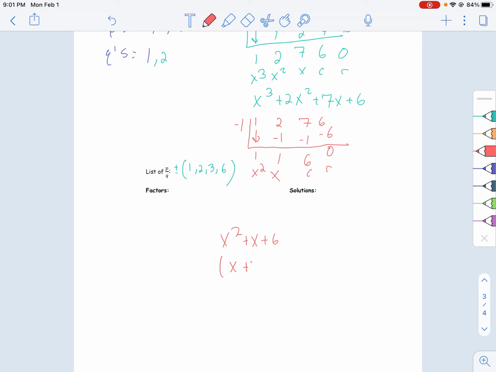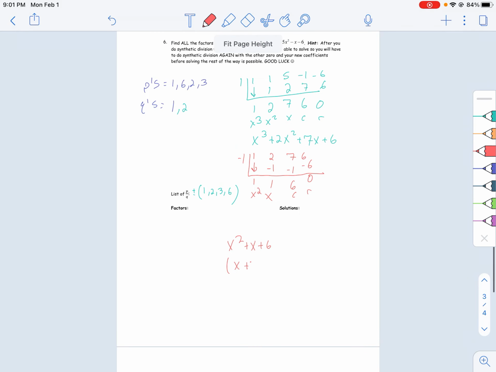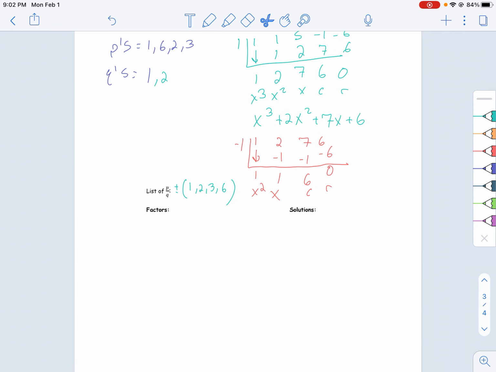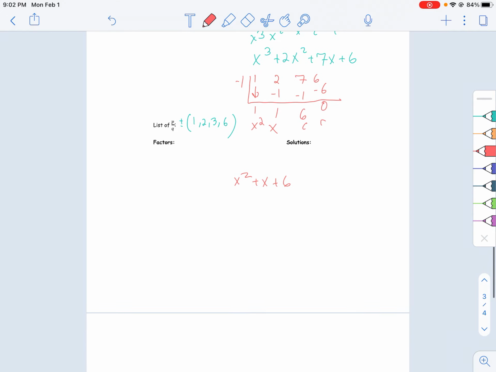Wait, did I get that right? Should I have had a negative somewhere? Negative 1. I don't think that factors again, right? Yeah, it does not factor again. So we'd have to come back through, because that's x squared plus x plus 6, and go quadratic formula on this.